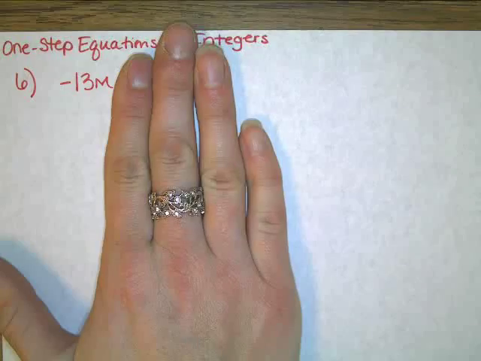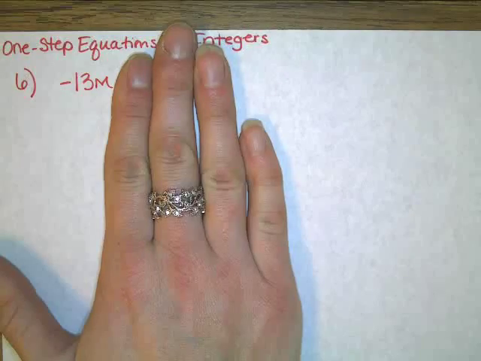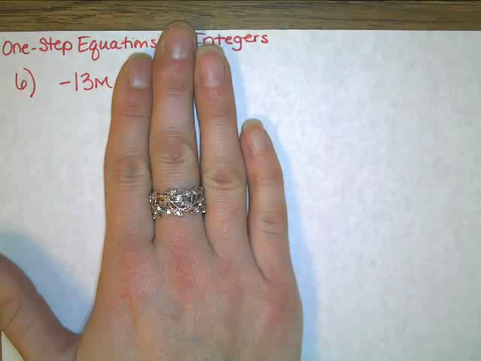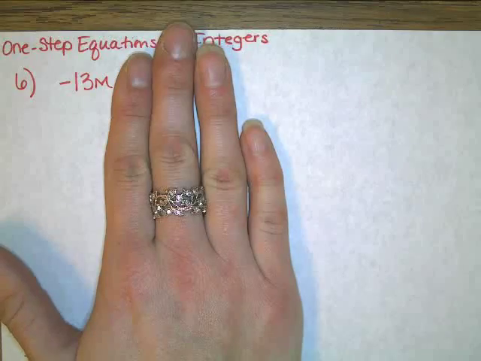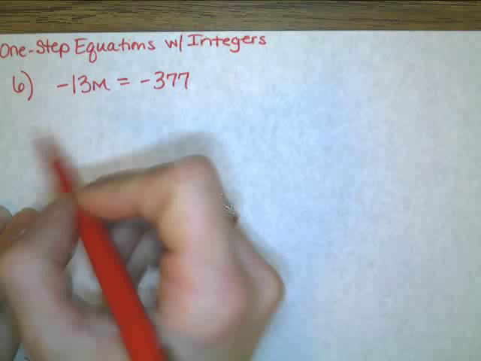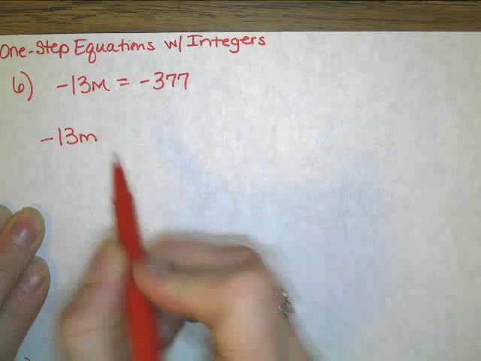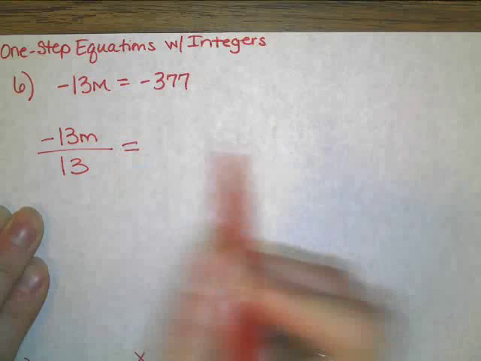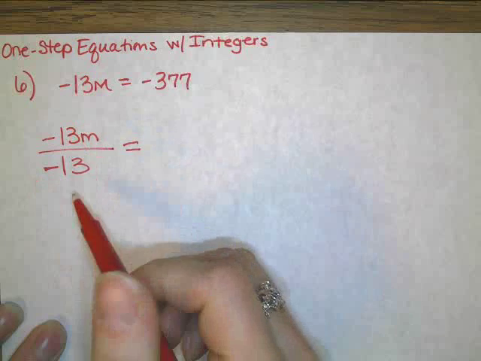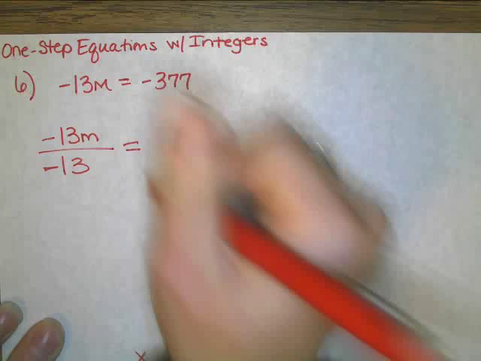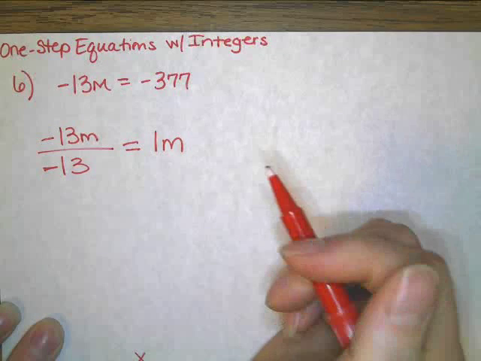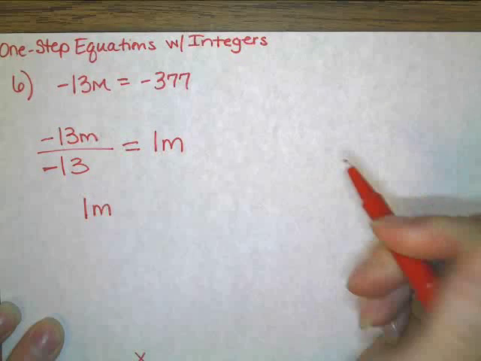So the next question you need to ask yourself, on this that we're looking at, this negative 13m, are we adding, subtracting, multiplying, or dividing? We are multiplying, right? So we need to do the opposite of that. What is the opposite of multiplication? Division. So I'm going to put negative 13m, and I'm going to divide it all by negative 13. Negative 13 divided by negative 13 is 1. So one side of my equation now is 1m, right?